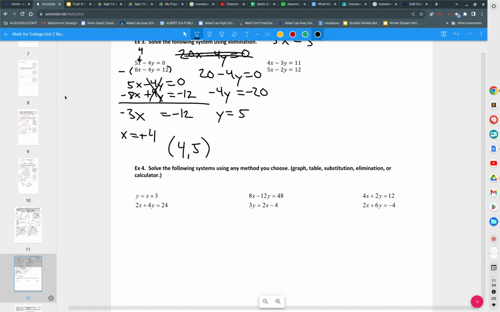This is the last problem we're going to do today: 4x minus 3y is equal to 11. I want you to pair and share and talk with a friend about whether you want the x's to go away or the y's and how you'd make that happen. Okay, talk. How would you do it? Talk to the person next to you.